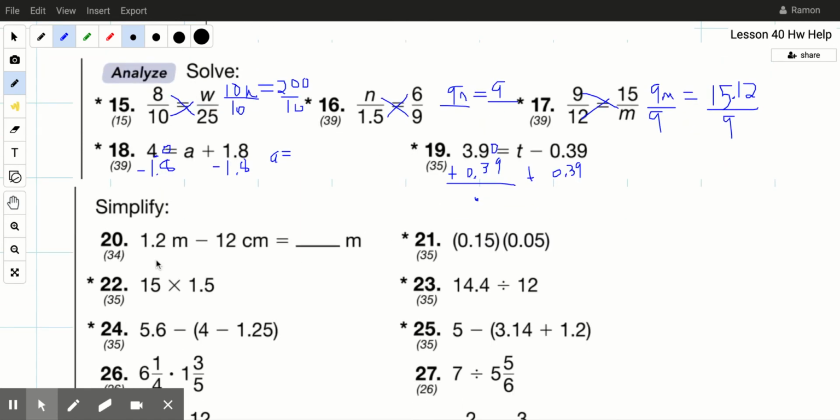20, 1.2 meters minus 12 centimeters equals how many meters? So 12 centimeters has to become meters. We know that we're going to have to divide it by 100. So that's going to actually give us 0.12. And we're going to have a terminal 0 here so that they have the same number of digits.